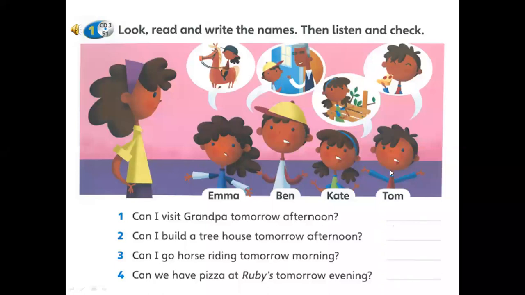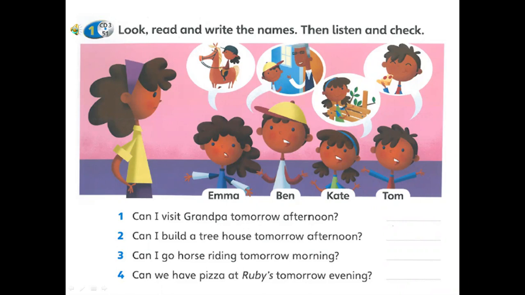We have four students here saying four sentences. But who says the first sentence? Who says the second? Who says the third? And who says the fourth? In order to know, let's listen to this audio.